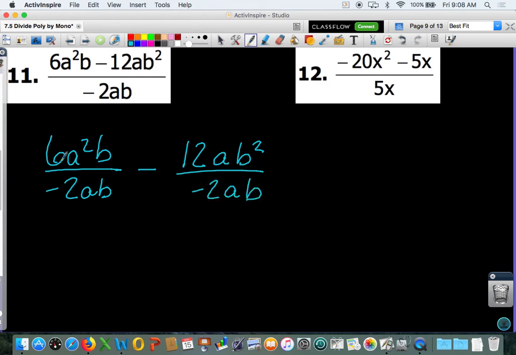6 divided by negative 2 is negative 3. 2 minus 1 gives me just an a, and my b's will cancel. Minus 12 divided by negative 2 is negative 6. The a's here cancel, like your b's canceled before. 2 minus 1 is b. I have a double negative, and a double negative becomes a positive. So my final answer is negative 3a plus 6b.